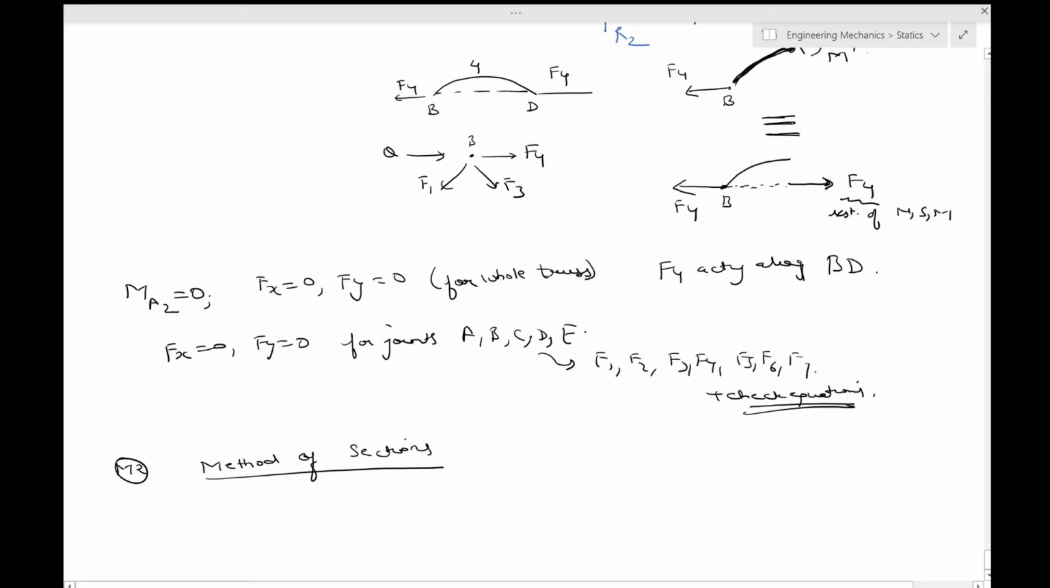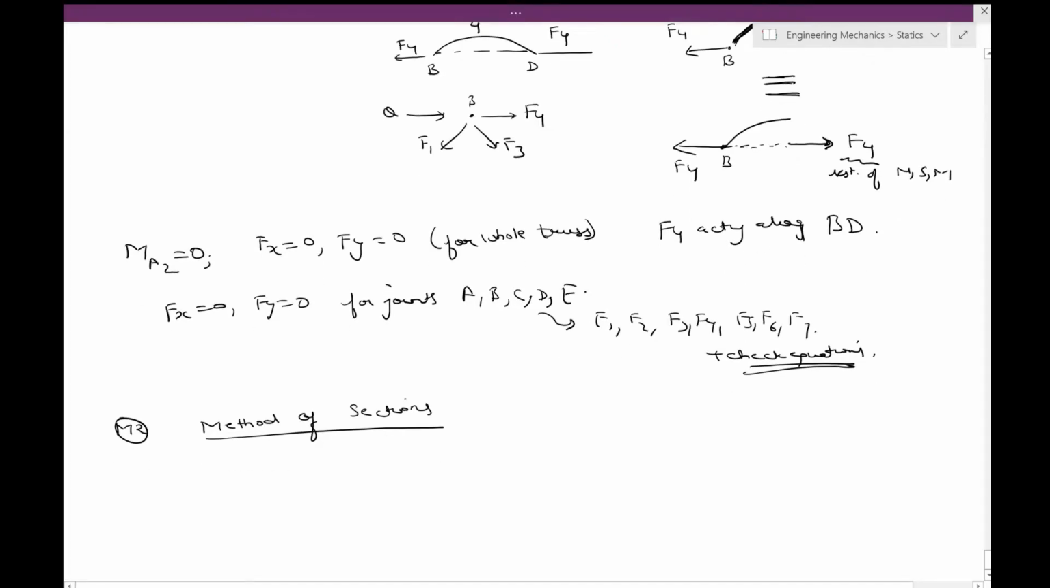Over there this method of joints will be very laborious because you have to keep on going to each joint and then draw the FBD and then apply the equilibrium equation, find the forces. If they are negative, then check back the directions again and so on. So rather than that we go for the method of sections.